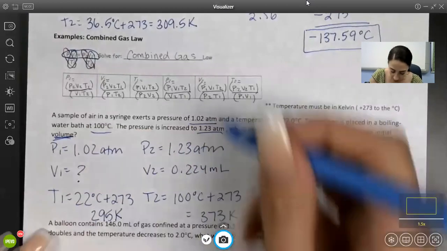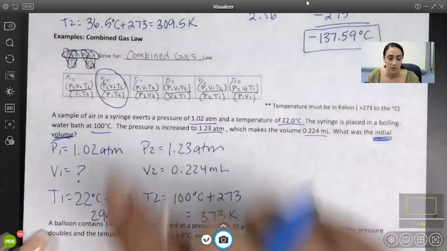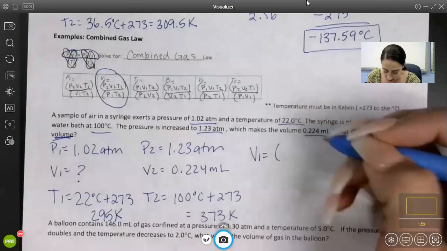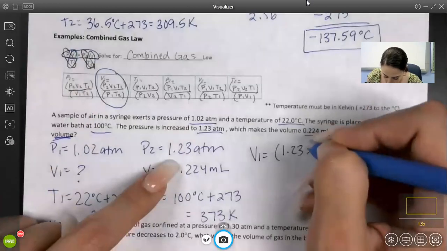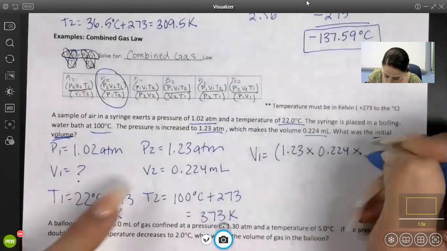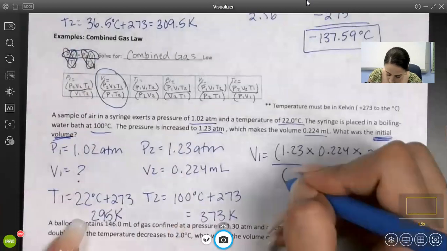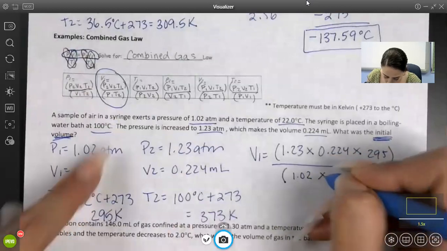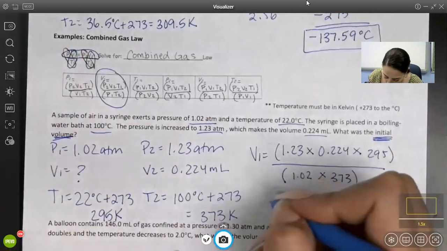Okay, since we're looking for V1, we're going to be using this equation to solve. Now you notice here that there are parentheses. You have to use the parentheses in your equation. So when you're solving for V1, make sure to type in the parentheses in the calculator. Parentheses P2, which is 1.23, times V2, 0.224, times T1, 295. Close your parentheses, hit divide, open up a new parentheses, and then it's going to be P1, which is 1.02, times T2, which is 373, and then close the parentheses. Okay, so go ahead and solve.